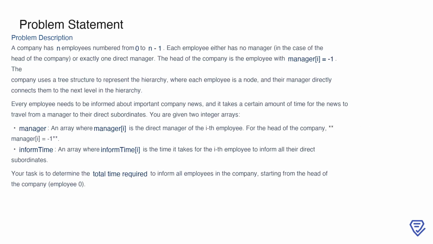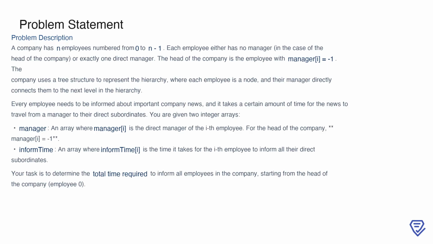In this problem, we are tasked with determining how long it will take to inform all employees in a company about important news. The company is structured hierarchically, where every employee has exactly one direct manager, except for the head of the company, who has no manager. The hierarchy can be represented as a tree, with each employee being a node connected to their manager. The head of the company is identified by having a manager value of -1.